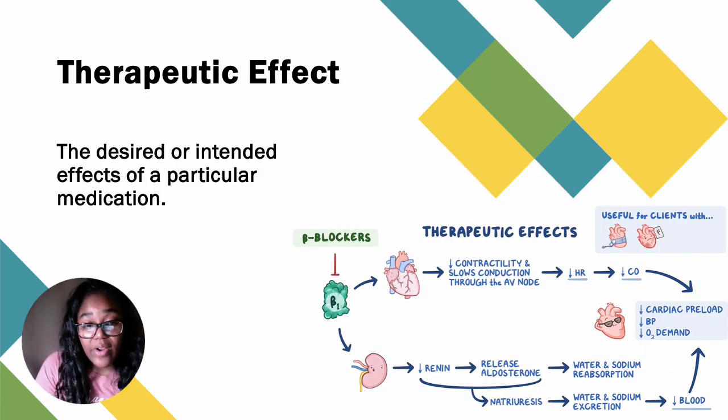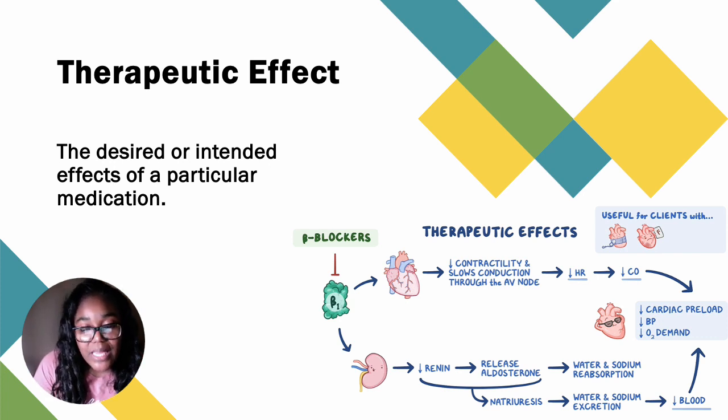So here we have a therapeutic effect, and when we discuss therapeutic effects, again, this is the desired or intended effect of a particular medication. In our example on the right, we're talking about beta blockers. Specifically, this beta blocker is affecting the beta 1, B1 receptor.